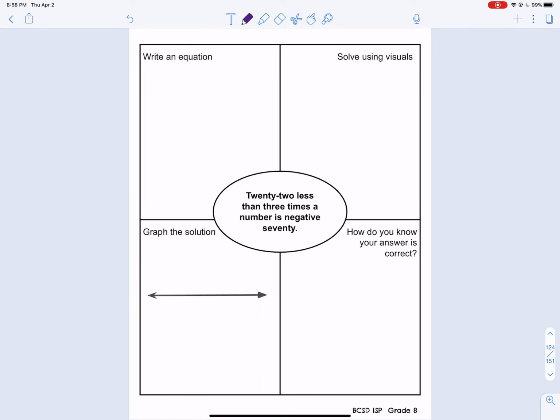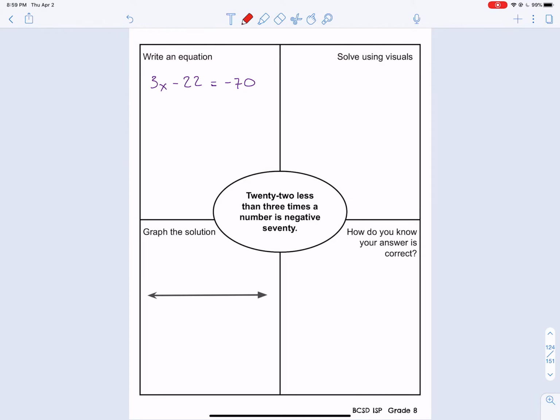Okay, so our last part, we have another word description for an equation. So we need to convert this into an actual equation. Being careful, so let's read this a couple times. 22 less than 3 times a number is negative 70. So is means equals negative 70. Okay, so 22 less than 3 times a number. So 3 times a number, and then 22 less than that. So 3x minus 22 equals negative 70.